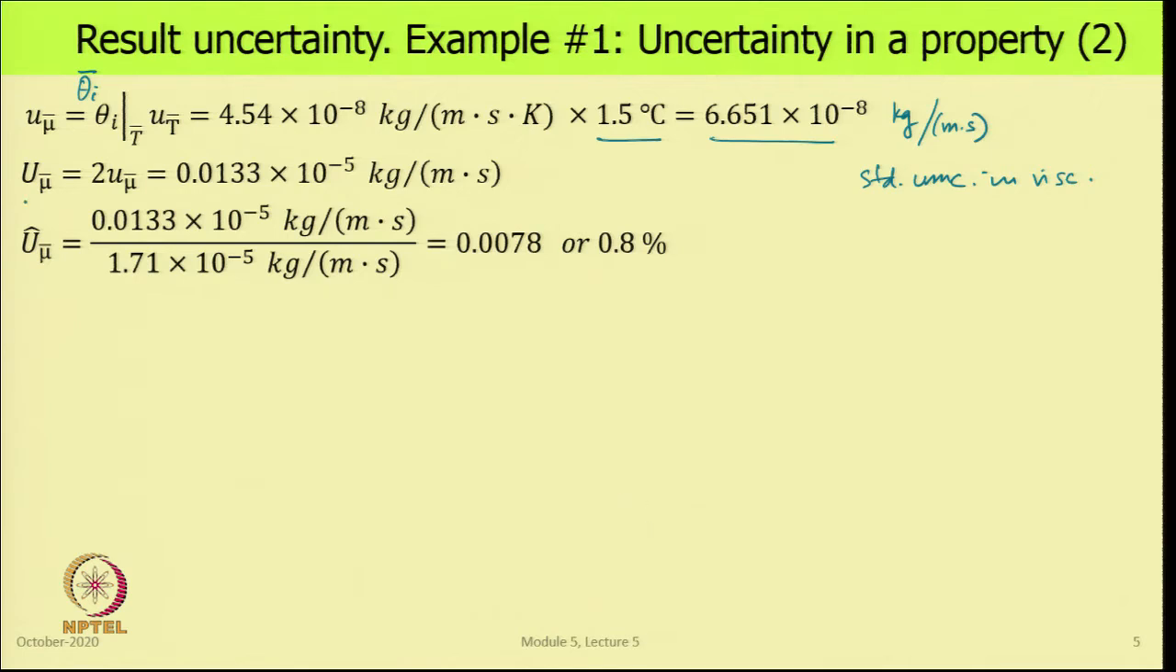The expanded uncertainty is capital U mu bar, which at 95% confidence level will be twice this value. So, we multiply it and we get this answer, 0.0133 into 10 to the power minus 5 kg per meter per second. So, that is our value of the uncertainty of the viscosity. And we want to see how big a change this was. We can calculate the relative expanded uncertainty, which is U mu bar divided by the mean value at which we are calculating it.